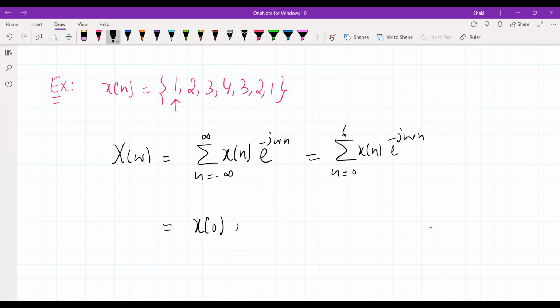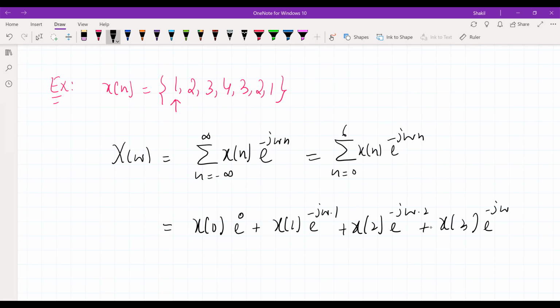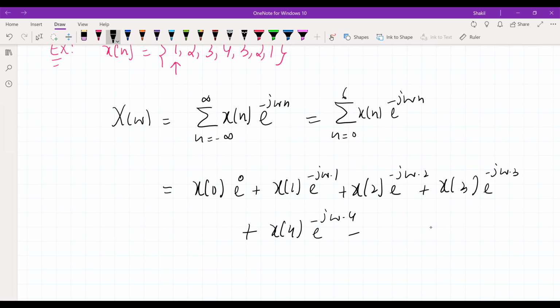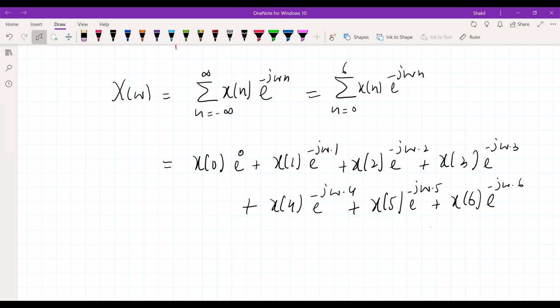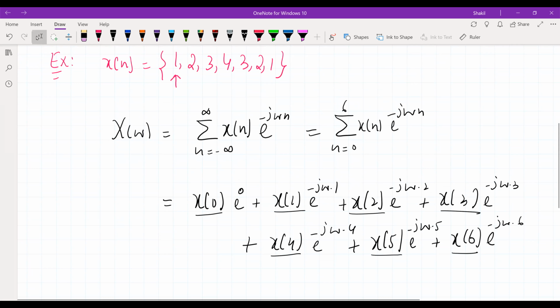We will obtain x of 0 e raised to power 0, n equal to 0. Put n equal to 1. So minus j omega n is 1, plus x of 2 e raised to power minus j omega 2, plus x of 3 e raised to power minus j omega 3 when n is 3, plus x of 4 e raised to power minus j omega 4, plus x of 5 e raised to power minus j omega 5, plus x of 6 e raised to power minus j omega 6. Rest of the samples are 0. Substitute the values of x of 0, x of 1, x of 2, x of 3, x of 4, x of 5 and x of 6. These are given here.